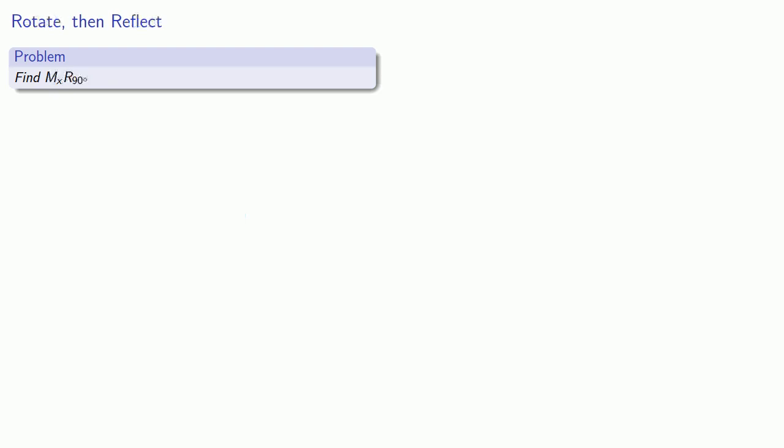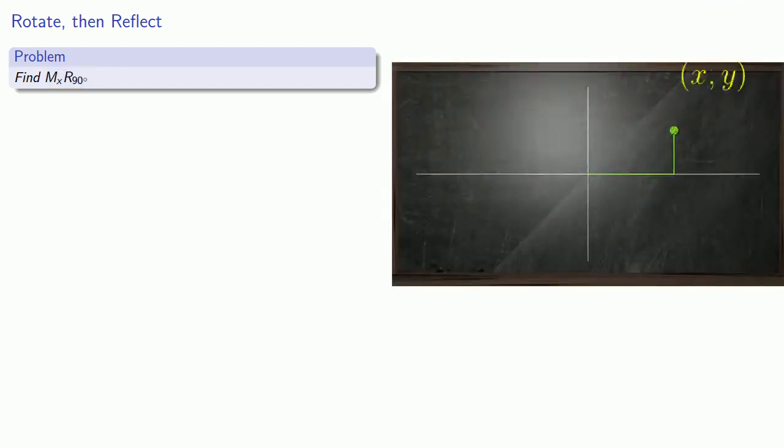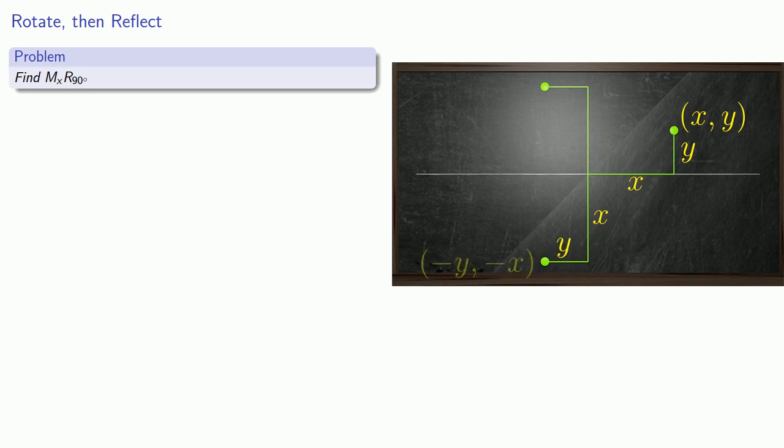What about mx R90 degrees? That's the transformation that we perform by first rotating 90 degrees counterclockwise around the origin and then reflecting across the x-axis. So as before, we'll have our point x, y with horizontal distance x, vertical distance y. We'll rotate 90 degrees counterclockwise around the origin, and then we'll reflect across the x-axis. And this time, in order to get to the point, we'll have to go down a vertical distance of x and left a horizontal distance of y. And so the coordinates of the point will be minus y, minus x.